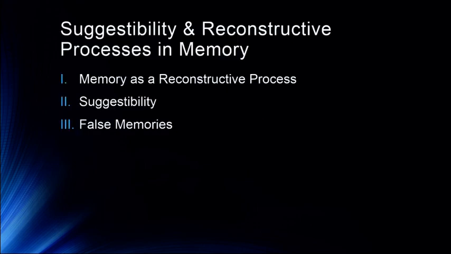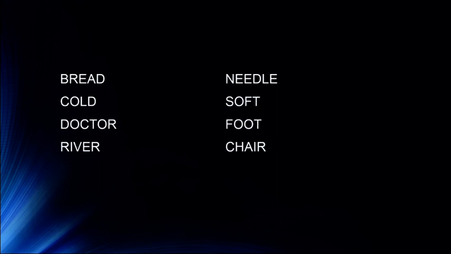So, many of you probably had some of those words. Probably many of you had doctor or needle or cold or bread. And the kicker is that I didn't read any of those words. These words that were presented here are what we call critical lure items. And this is an important part of understanding what we call the Deese Roediger McDermott effect, and also a critical issue in source monitoring errors.